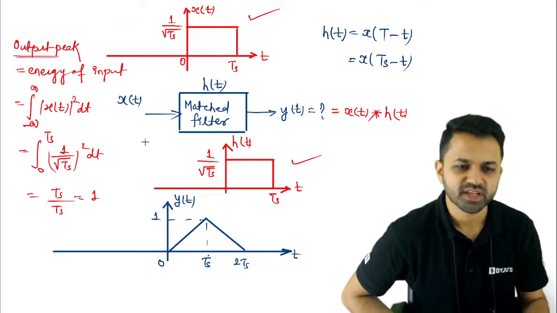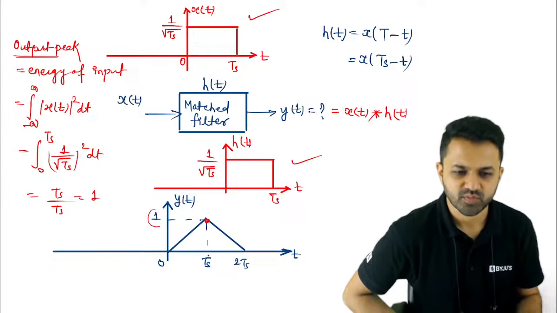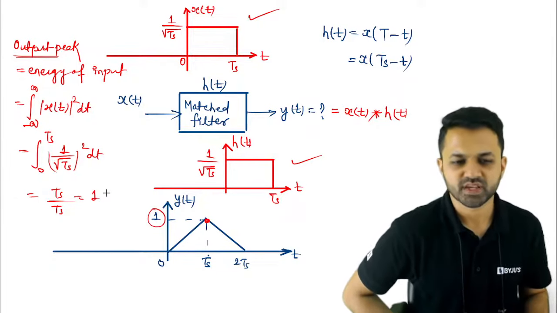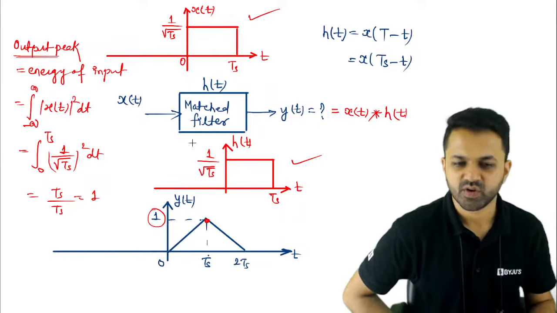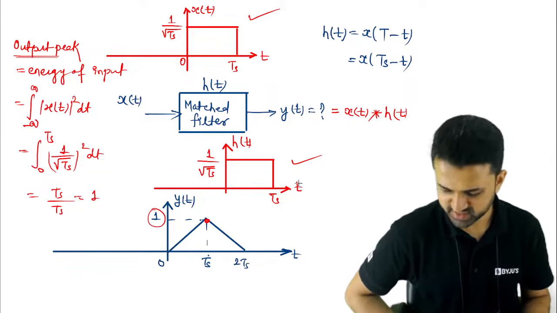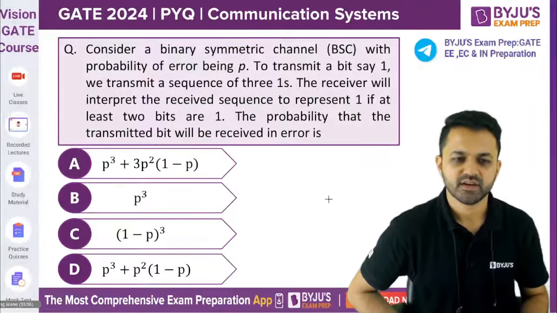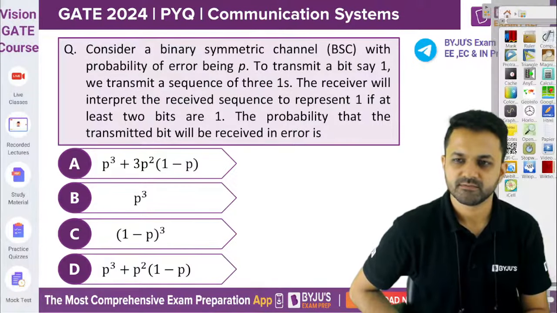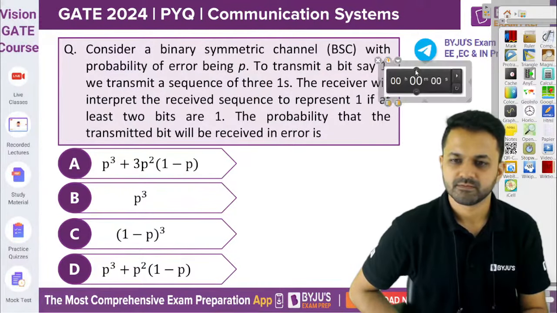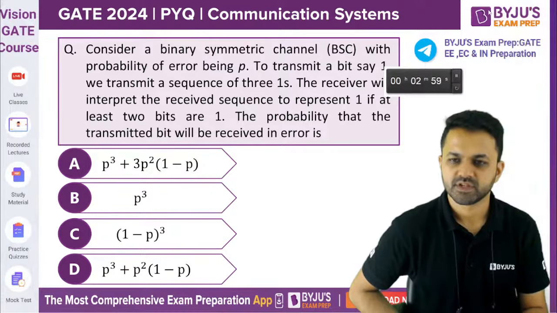So the output peak is 1. We have already got that the output peak is 1, and that is nothing but equal to the input energy. In this way you can calculate. Now answer this one. This is also a good question.